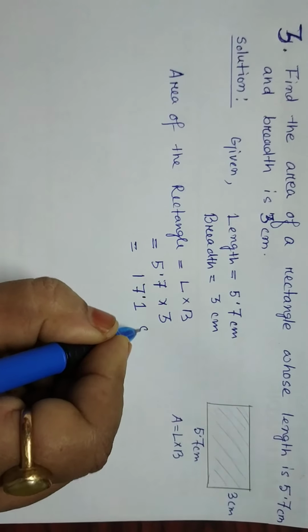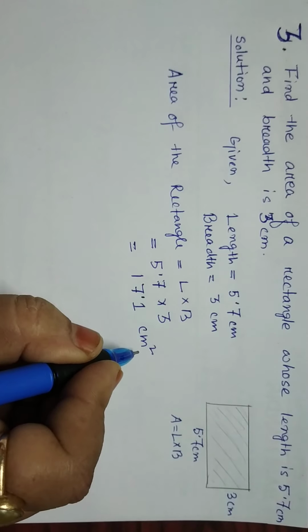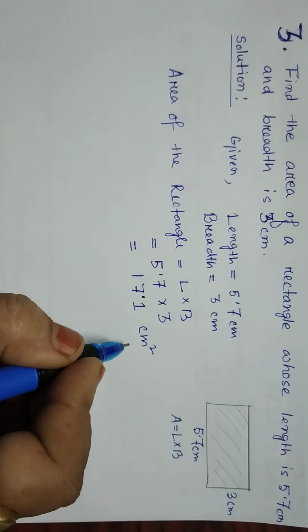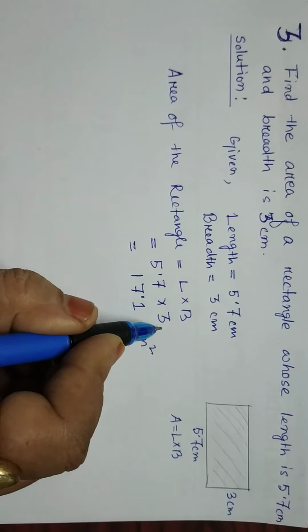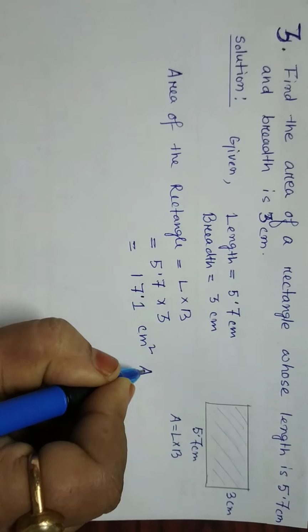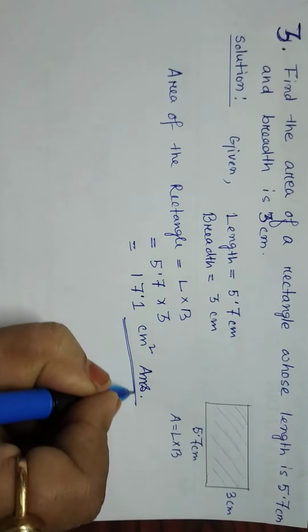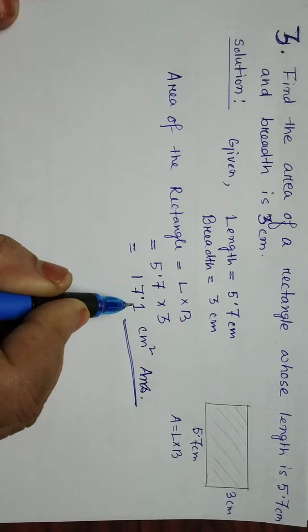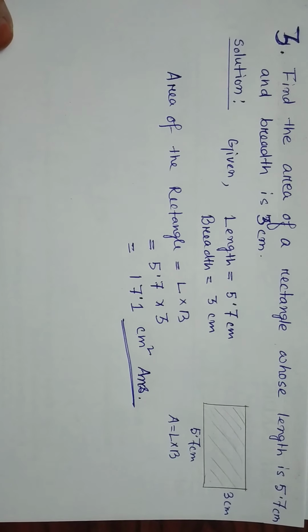Now what is the area unit? Cm into cm means centimeter square. Always remember this unit. For area, if centimeter is given, write centimeter square. If meter is given, then you have to write meter square. Why? Because centimeter into centimeter is equal to centimeter square. This is the unit of the area. And if perimeter is asked, then only cm. Now our answer is 17.1 centimeter square, the area of this rectangle. I hope all of you understand.